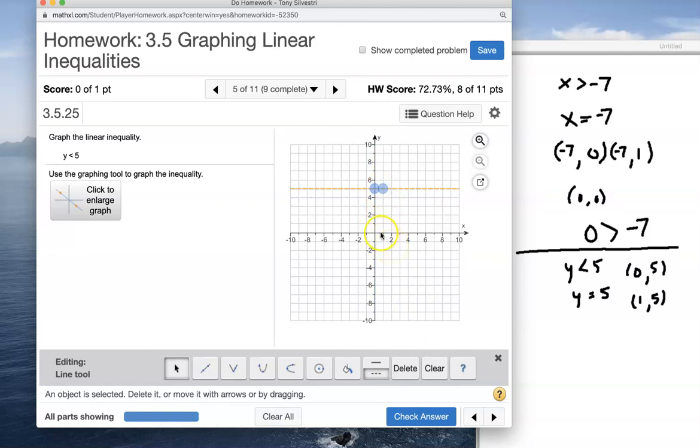Do I shade above or below? Take a test point, 0, 0. Plug in x is 0, which there is no x, so forget about it. 0 is less than 5. Plug in y is 0. Yeah, 0 is less than 5. So the region that includes the test point needs to be shaded.